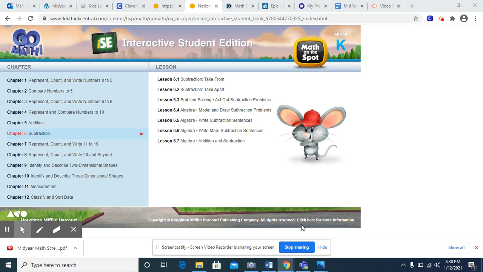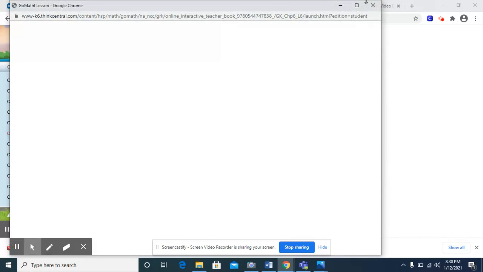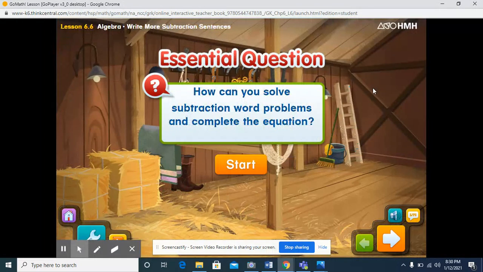Okay, we are nearing the end of Chapter 6 on subtraction. We're on Lesson 6.6, Write More Subtraction Sentences. How can you solve subtraction word problems and complete the equation?